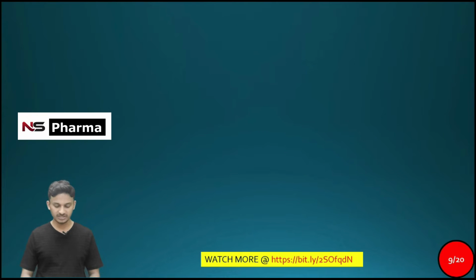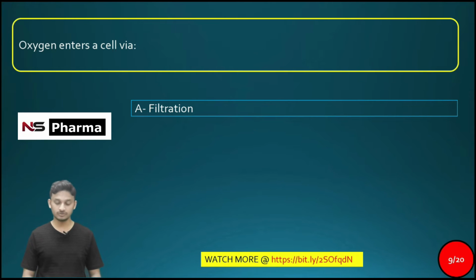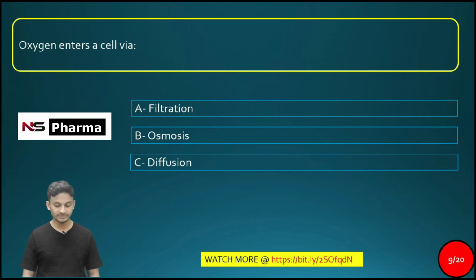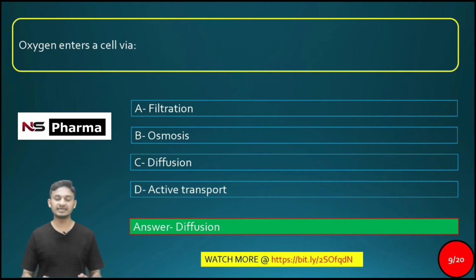Now we will move to question number 9. Oxygen enters a cell via. The options are: A, filtration; B, osmosis; C, diffusion; and D, active transport. So oxygen enters a cell via simple diffusion. Option C, diffusion, is the correct answer.